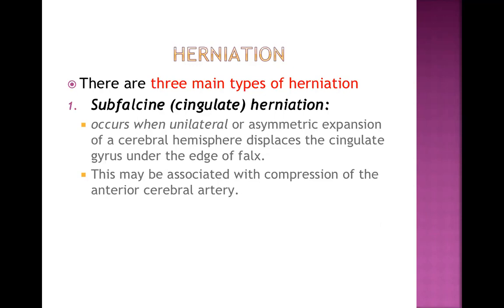Now, subfalcine herniation occurs when unilateral or asymmetric expansion of a cerebral hemisphere displaces the cingulate gyrus under the edge of the falx cerebri. We already understood the mechanism. And there is the anterior cerebral artery very nearby, so that anterior cerebral artery may be compressed by cingulate herniation. Now what happens if the anterior cerebral artery is compressed? Remember, which areas of our brain are supplied by the anterior cerebral artery? That question is so important. The medial aspect of the cerebral hemisphere is supplied by that. So that area would be ischemic.